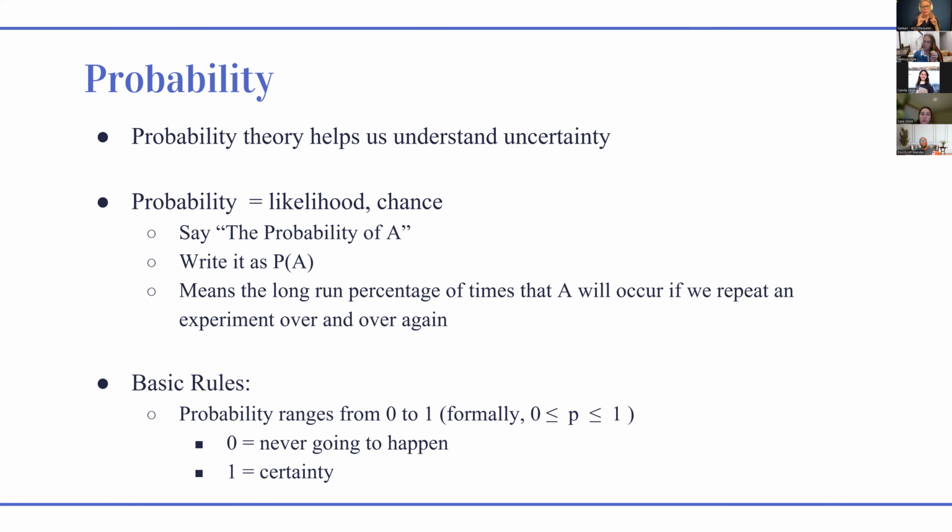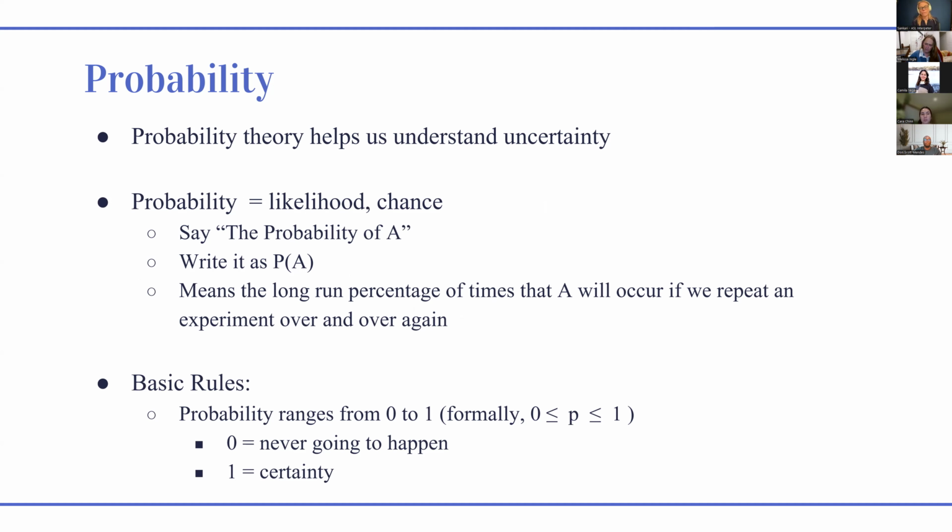So we need to define some terms. Again, you probably have a sense of what probability means. It's just the likelihood or chance of something happening. When we talk about probability in statistics, we might say the probability of A or the probability of an event happening. You write it like this, P and then A in parentheses, where A is the event. Probability of the person buying a product. Probability of a student attending a class. It's a probability of a discrete event.